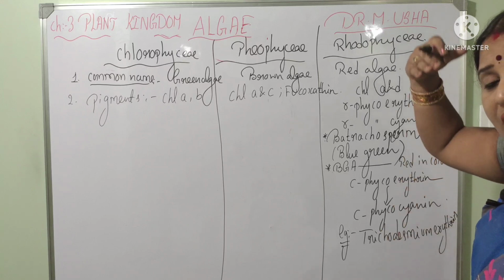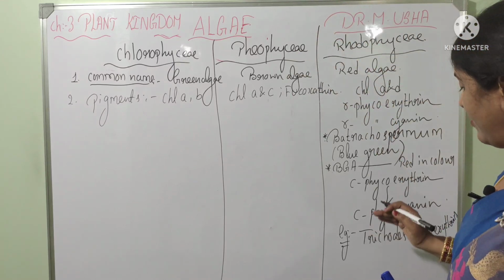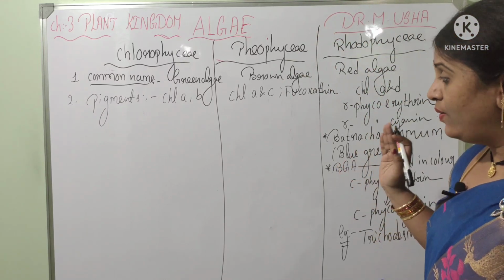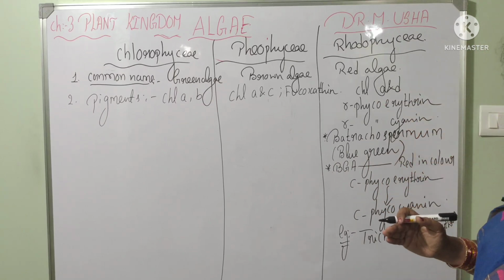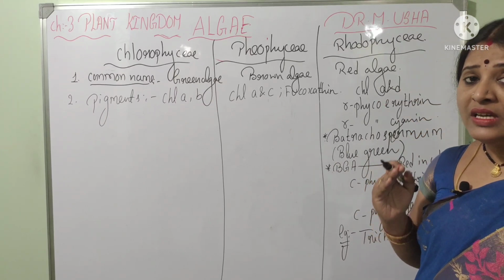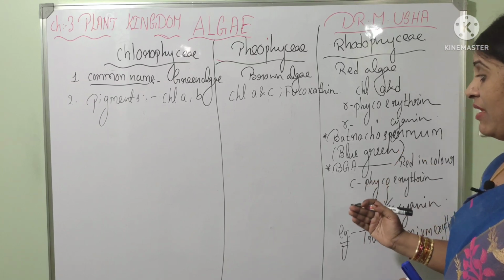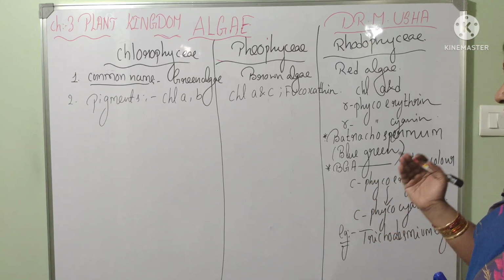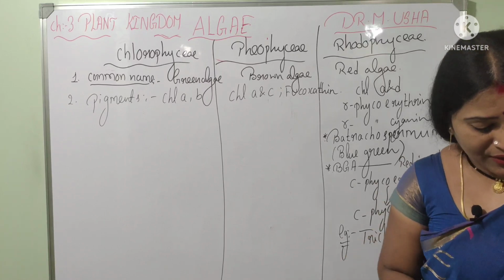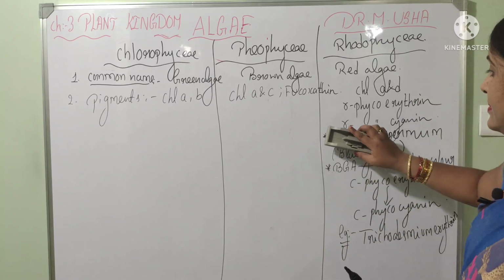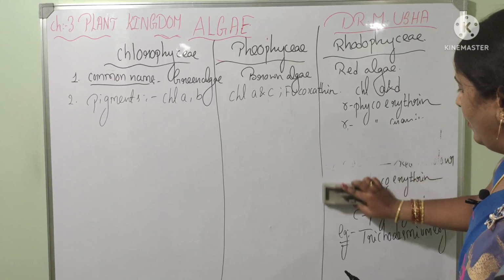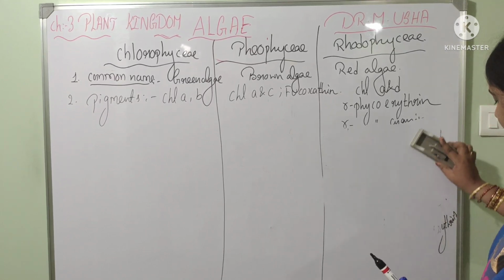Phycoerythrin is predominating in red algae, and phycocyanin in blue-green algae. I hope these two important assertion-reason questions will come in the NEET examination, very important. Please kindly note it fast, children. Now we need to see the habitat.